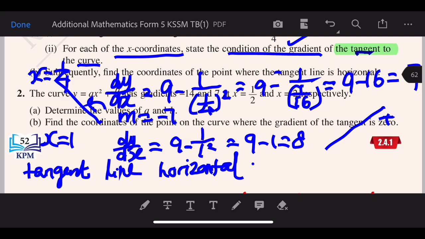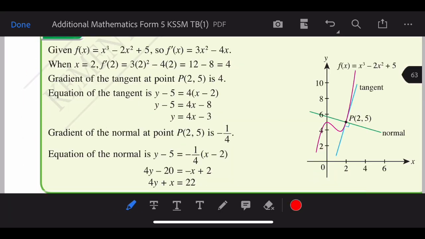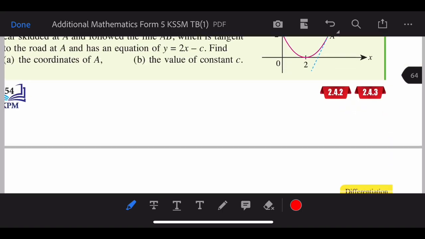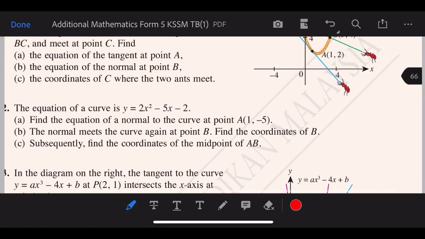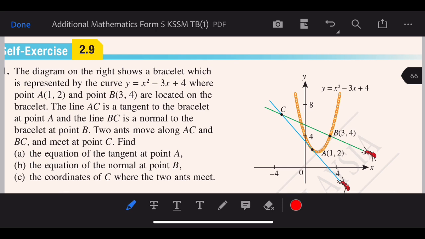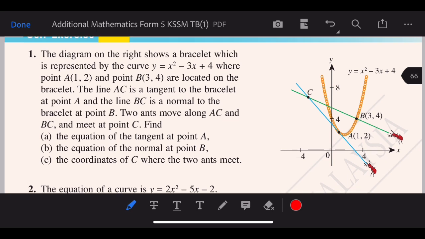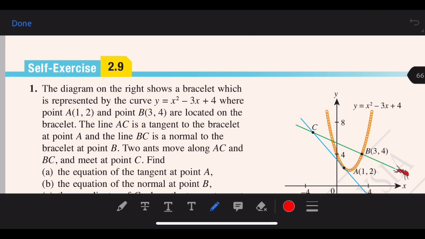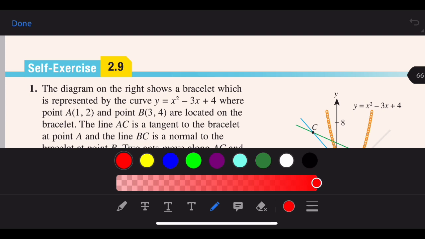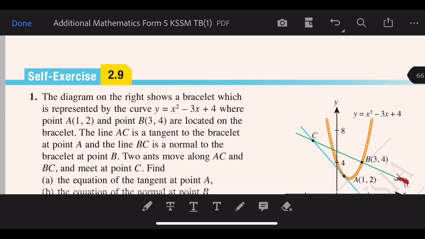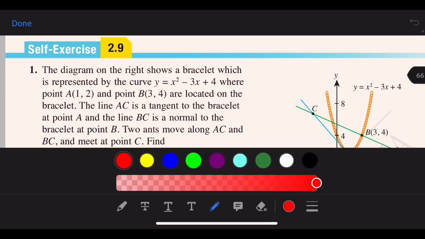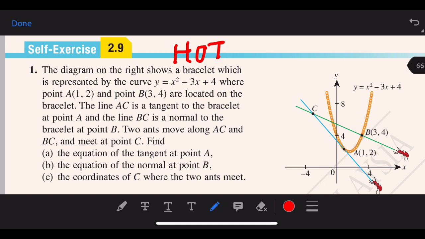Understand? Okay? Alright, so I would like to share with you another question. So let's do another horse question. This one, yes. So I would like to share this one. This one is a hot question, so you must know how to do it. It's a very hot question and very important question for additional maths. So now I would like to share with you how to do the hot question. If I'm free, I will share more. Now let's see this one. This is totally a hot question.